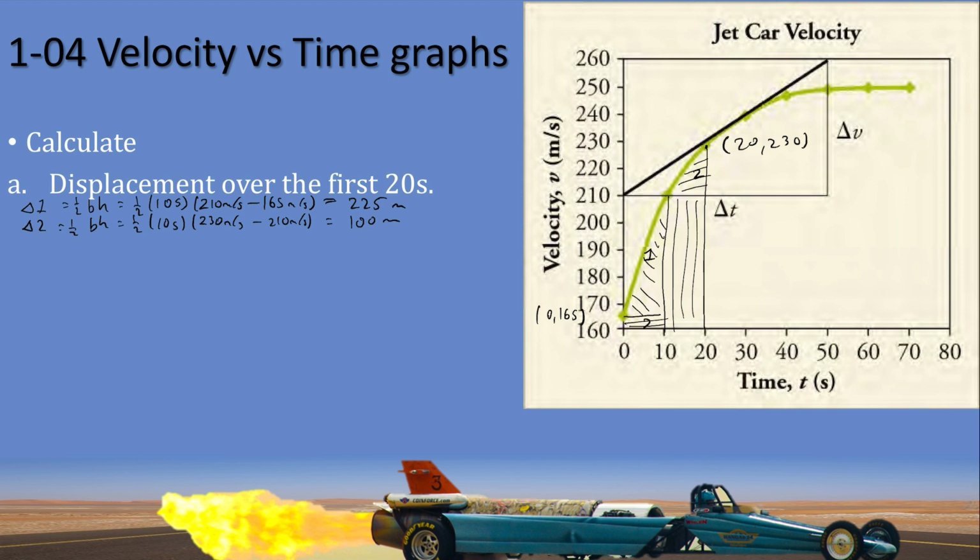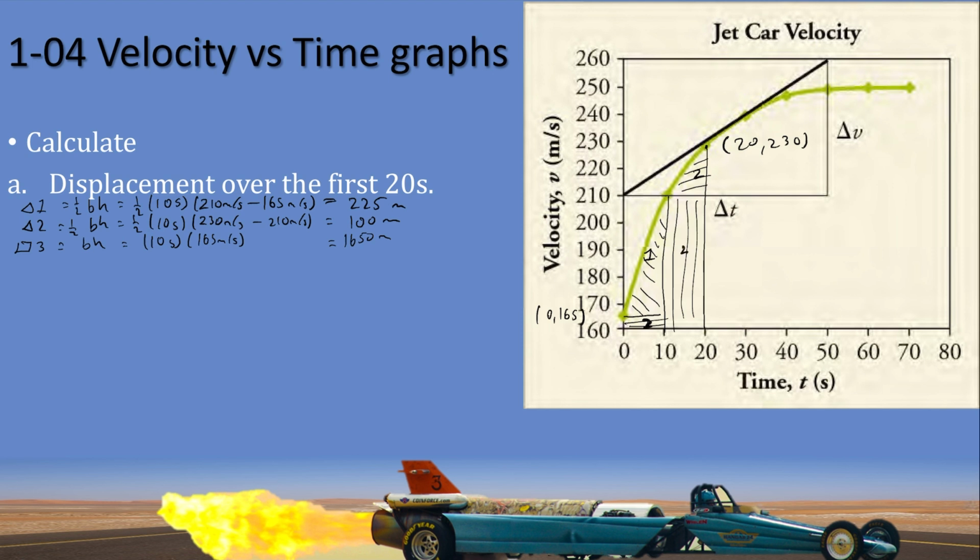Now let's do this rectangle. Now, the bottom part of the graph is cut off, so our height is going to be kind of funny. So our base is 10 seconds wide, but the height goes from 0 to 165. So the bottom of the graph is missing. So it gives us 1,650 meters.